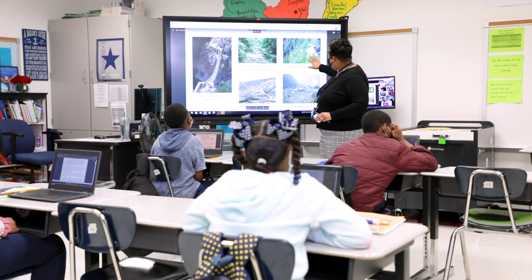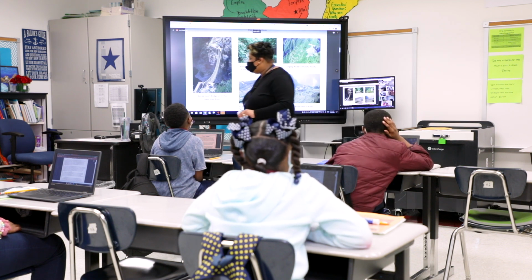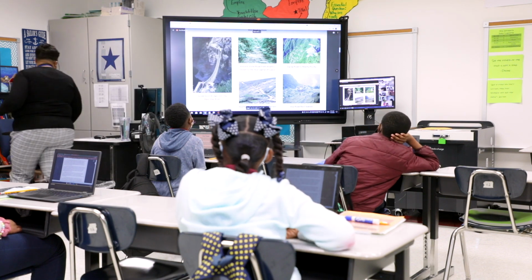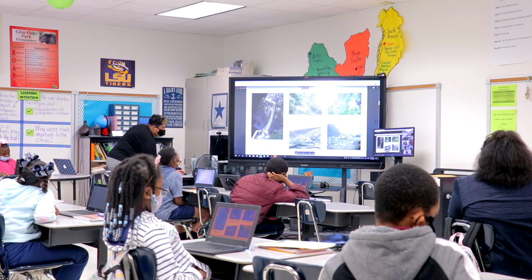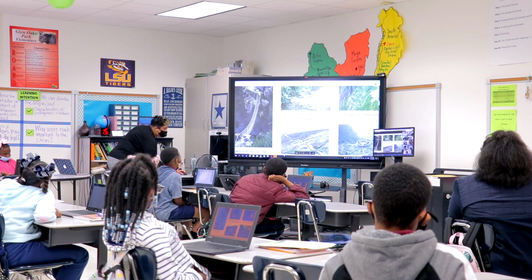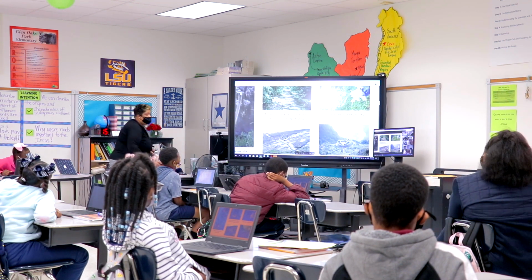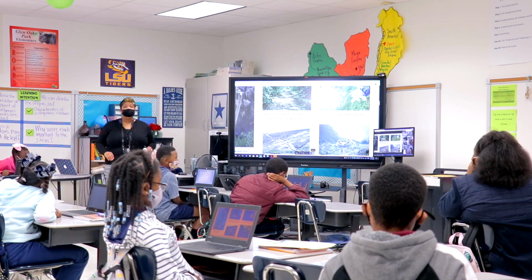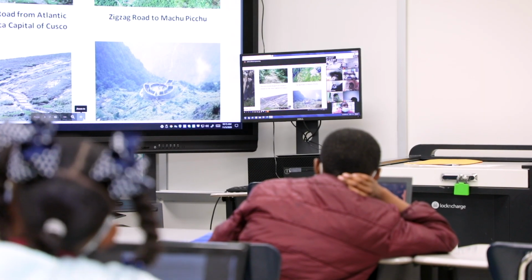Now let's look at this one. This is, and I'm going to try to zoom in a little bit. This is Machu Picchu. Would you consider traveling this road? Yes, ma'am. Yes, ma'am. Think about it. Machu Picchu is in the what? It's in the what?